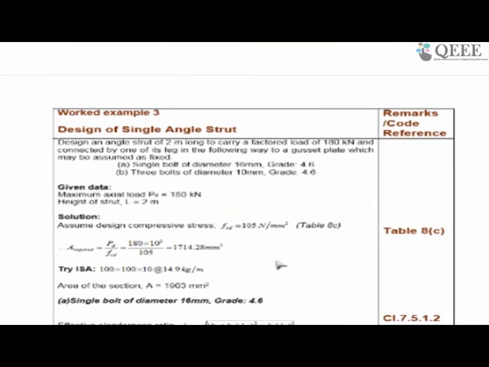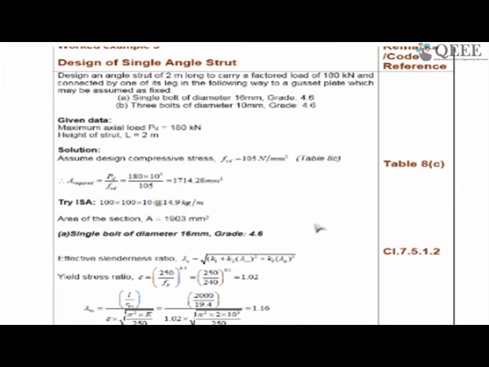We proceed to single angle strut. So we take design a single angle of 2 meters long to carry a factored load of 180 kilonewton and connected by one of its legs in this way. Connection A is single bolt of diameter 16 mm grade 4.6, and connection B is 3 bolts of diameter 10 mm grade 4.6. Just to understand what is the effect of connection on the strength.